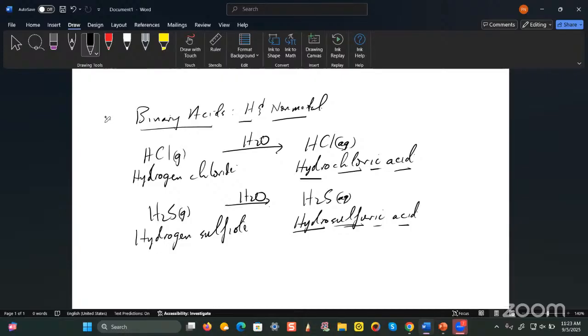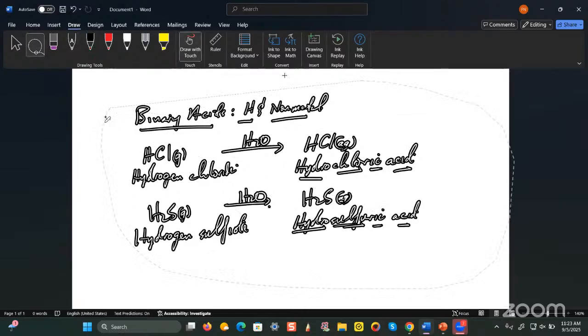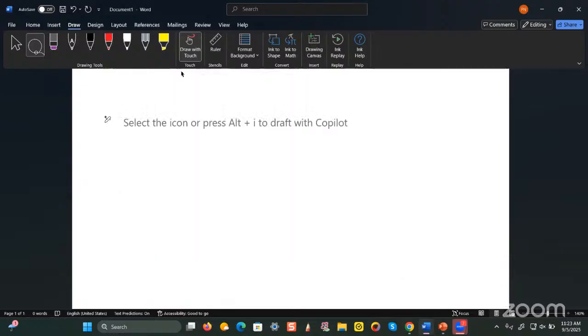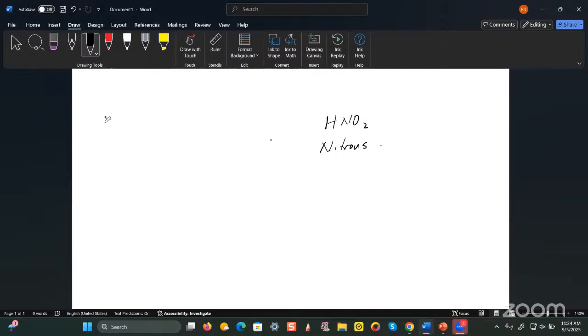Now, the other broad group of acids are known as oxoacids, all right? And they're called oxoacids because they contain oxygens, right? Okay, so just to give you one or two examples of oxoacids, HNO2, that's an oxoacid that is known as nitrous acid. All right. Now, how do we arrive at the name of this acid?